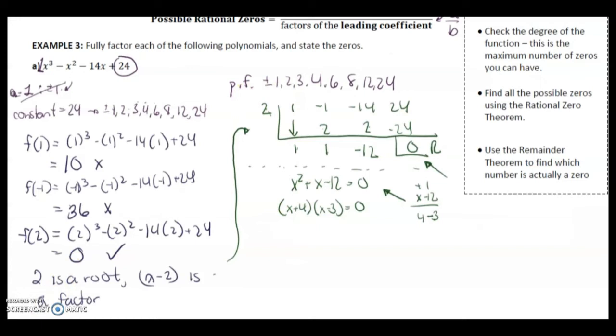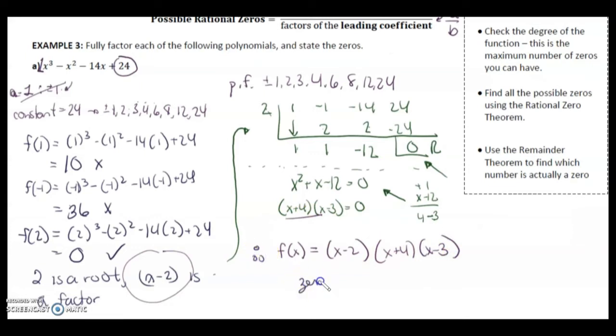So going back to the original question: fully factor each of the polynomials and state the zeros. Let's call this f(x). The fully factored version is (x minus 2), which we got from the factor theorem, and then (x plus 4)(x minus 3). And now we can say the zeros are x equals 2, negative 4, and 3.